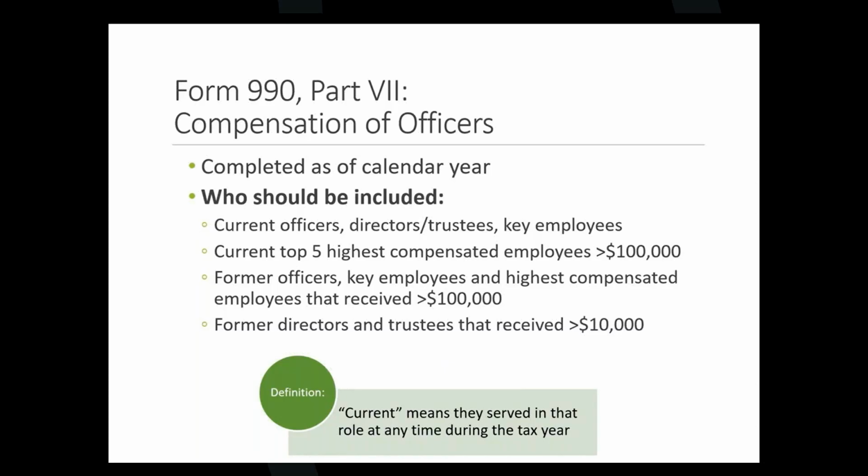For purposes of the Form 990, current would mean that that individual served in that role at any time during the tax year. For purposes of reporting former individuals in these roles, there is a 5-year look back period. So they would only be included if they were compensated in the current year, but not considered in a current position of one of those roles.